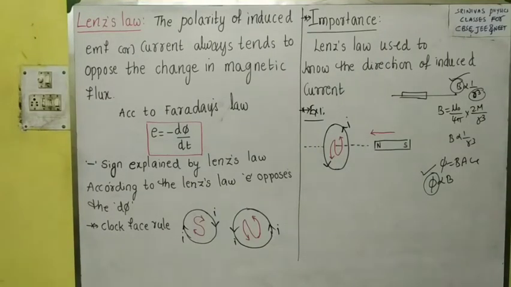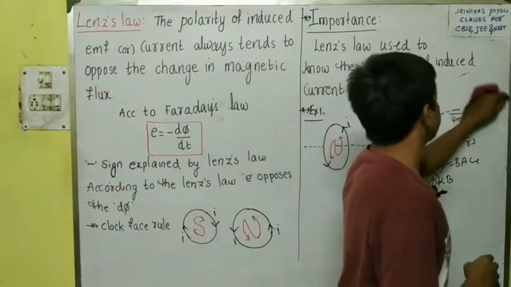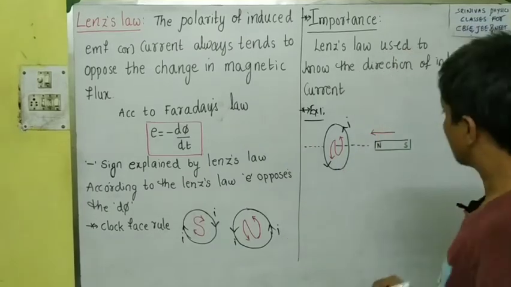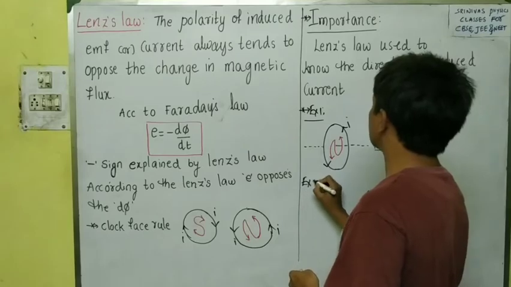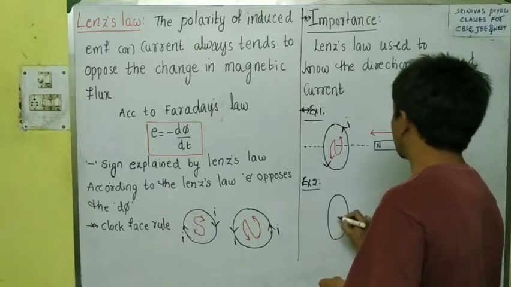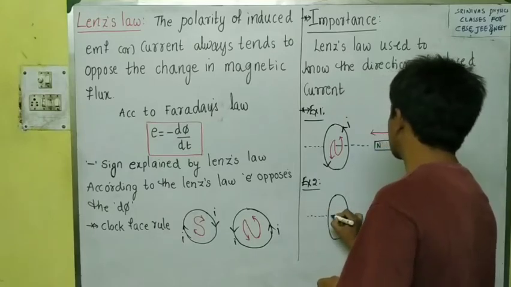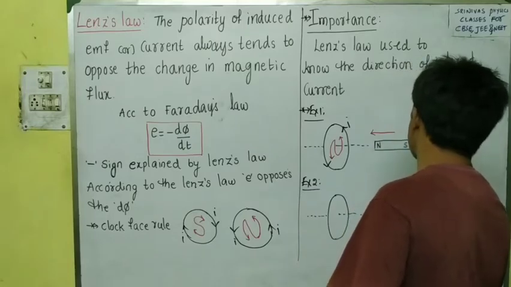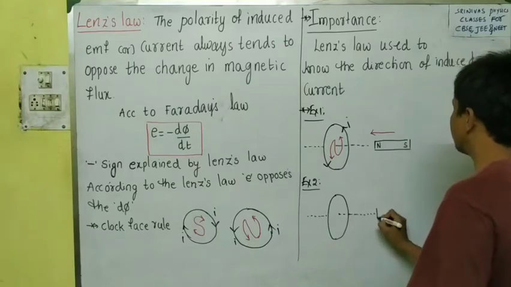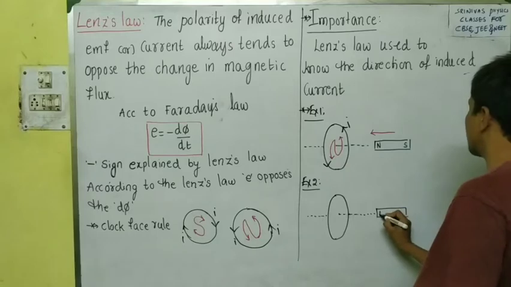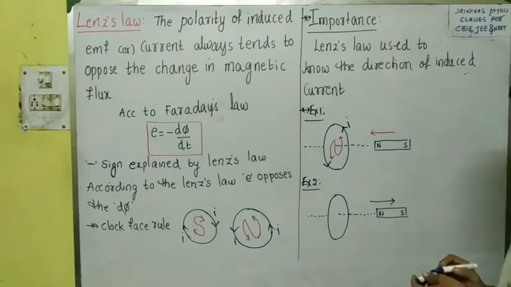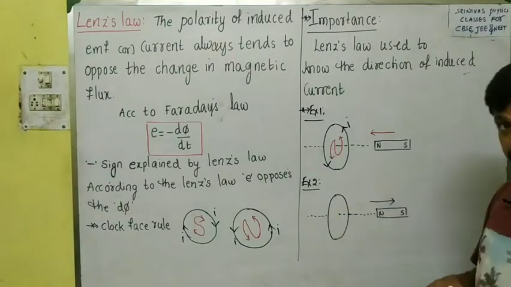Okay, let us see another example, example 2. Here is the same coil or loop, but what I am doing here is moving the magnet away from the loop. This is the magnet, but I am moving the magnet away from the loop, right? When we move the magnet away from the loop, what happens? How will the current be generated in this loop?